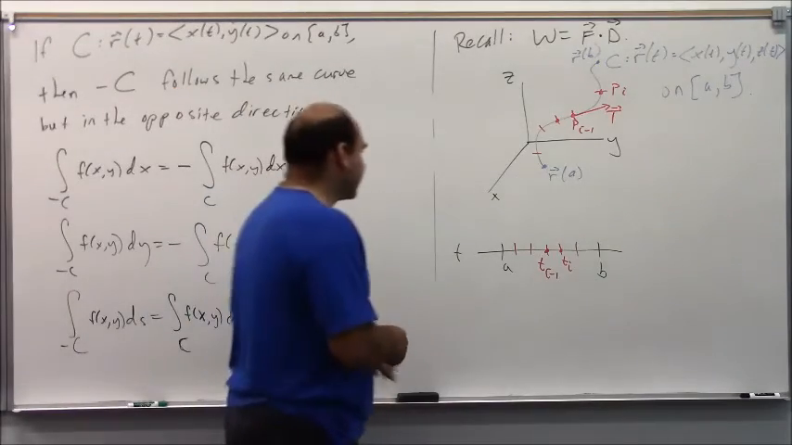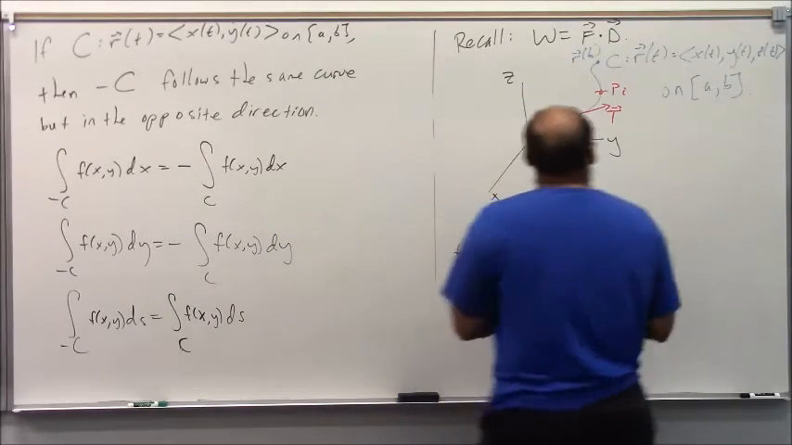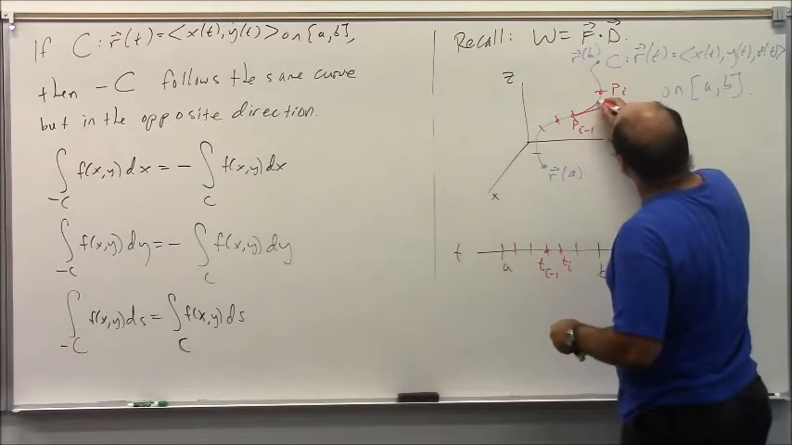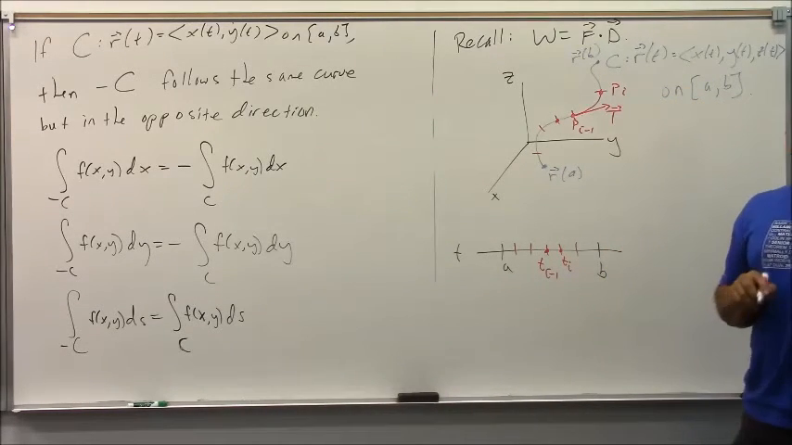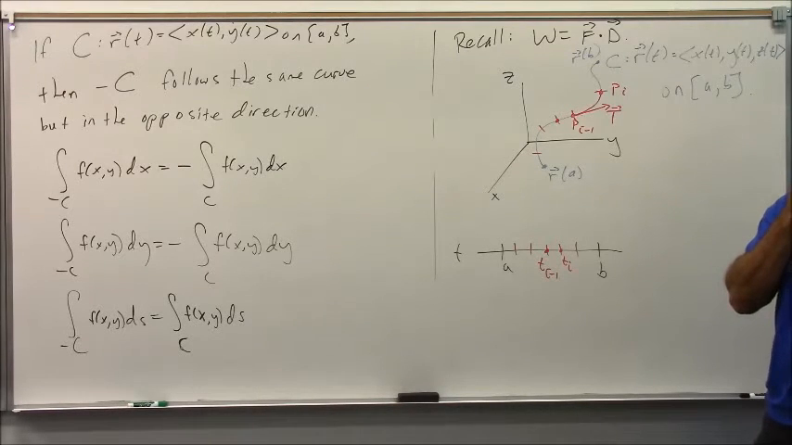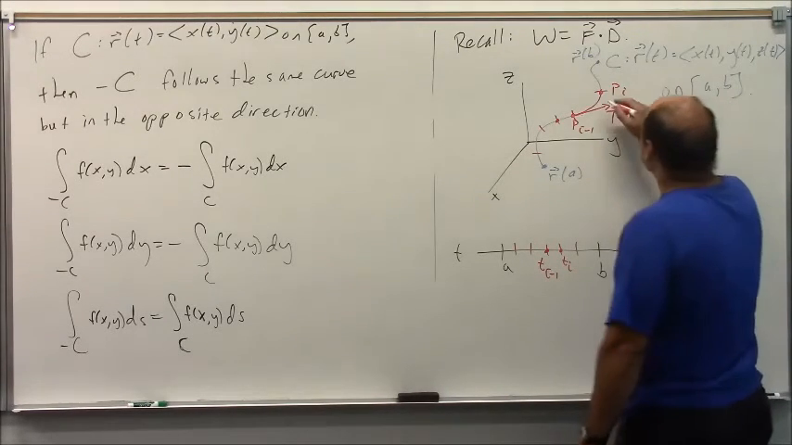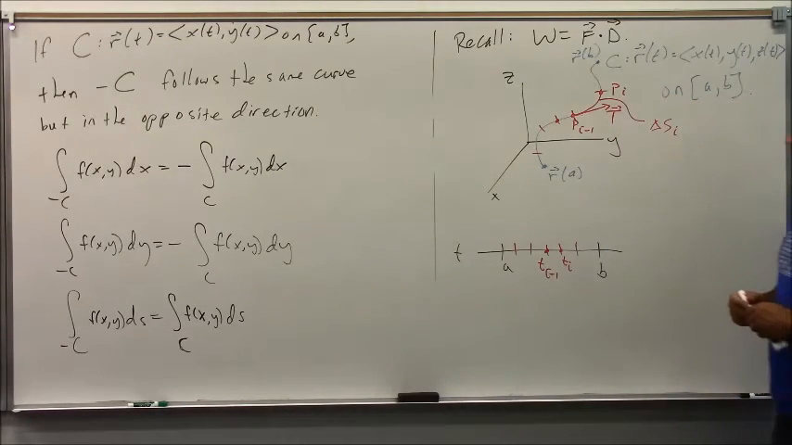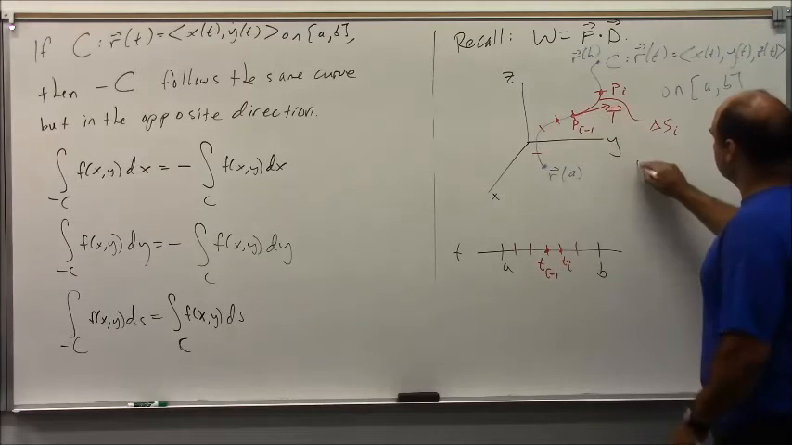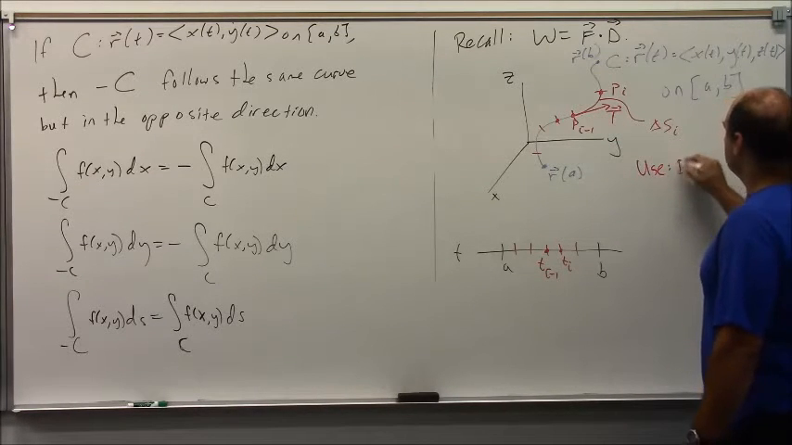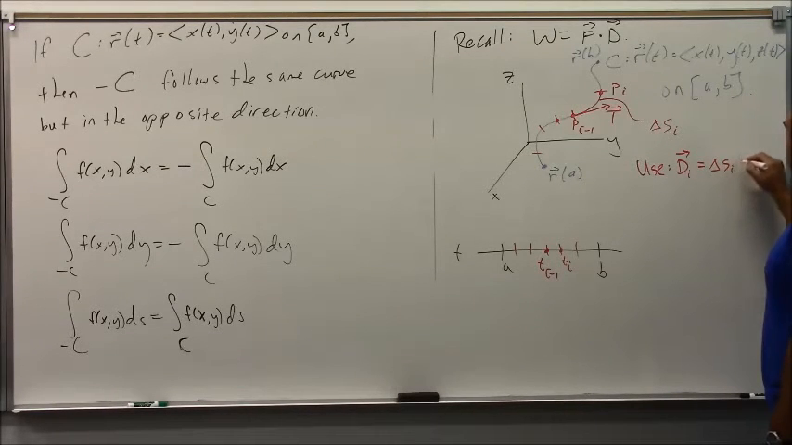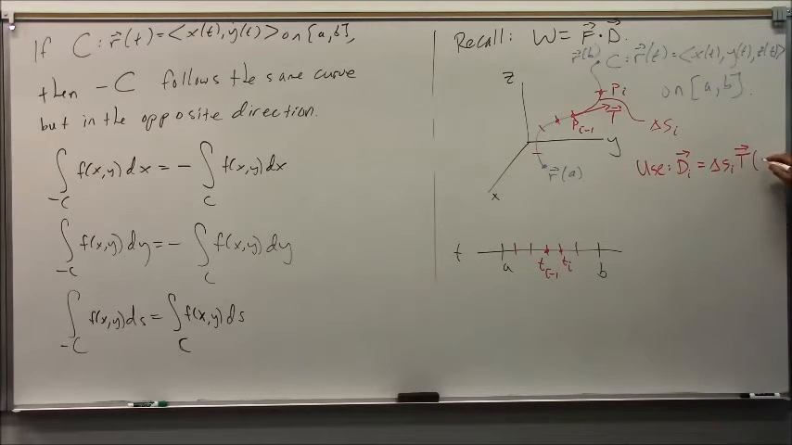So what is the length of the displacement vector? Well, I need to move in this direction however long this little arc is, the arc length. So this has some length, delta s i. And so the displacement vector that I will use, we call it d sub i, equals delta s i times the unit tangent vector at P sub i minus 1.